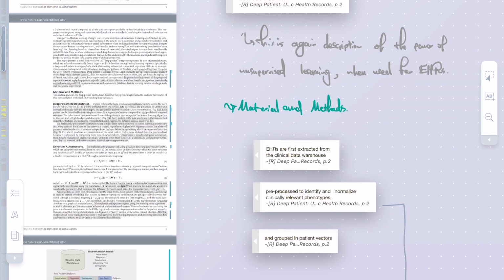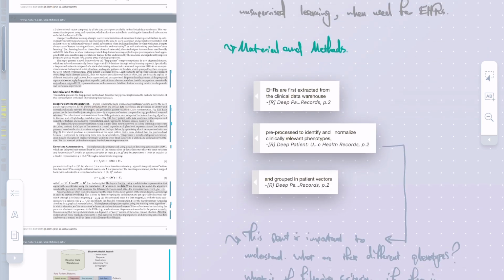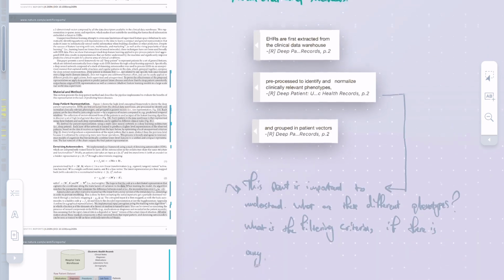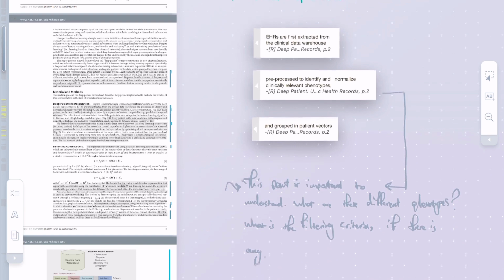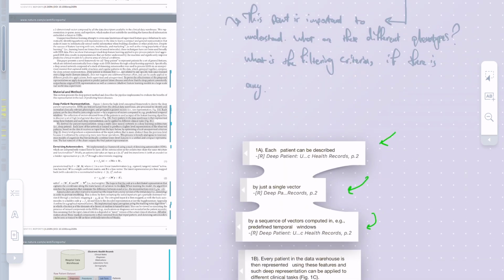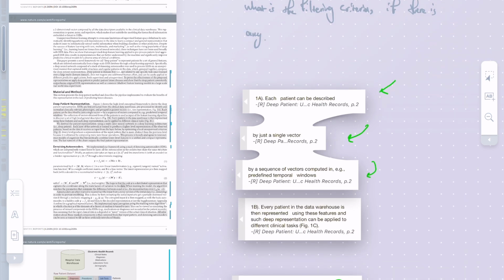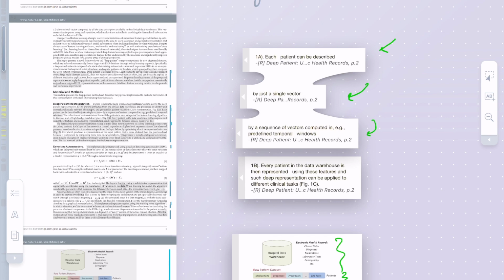So the EHRs are extracted from the clinical data warehouse they have. They pre-process and identify and normalize clinically relevant phenotypes and group patient records. So they do some sort of pre-processing in the beginning, and we'll talk about some of them. Each patient can be described with just a single vector or by a sequence of vectors computed in predefined temporal windows. So each patient is then represented using these features and deep representation.